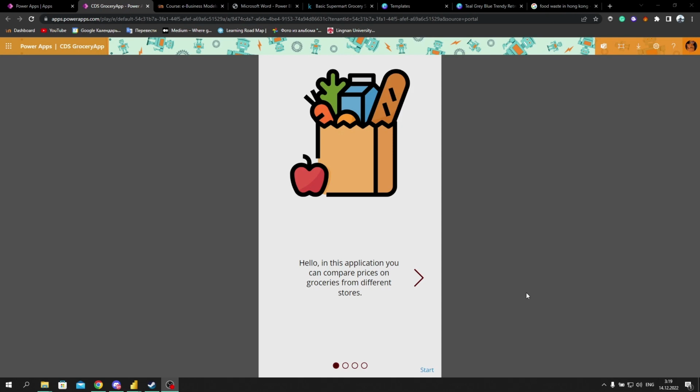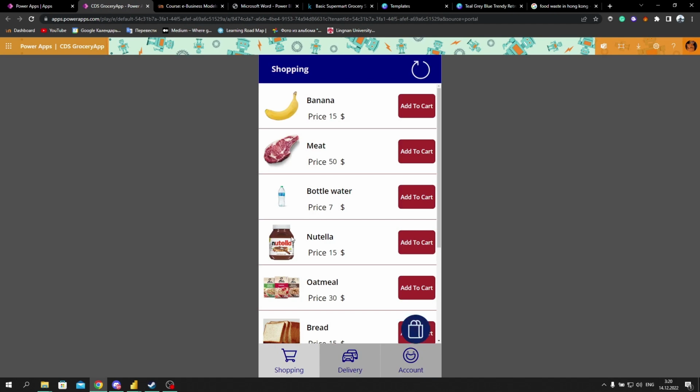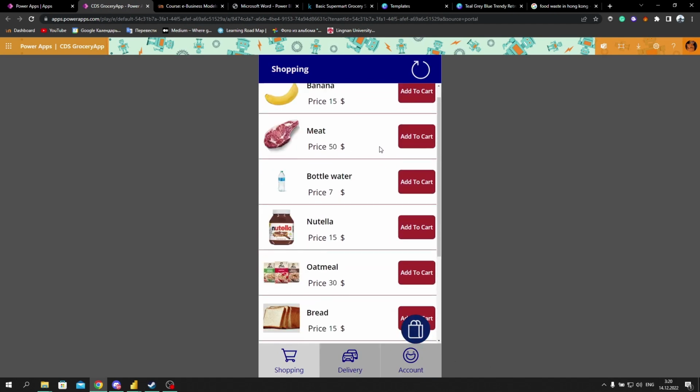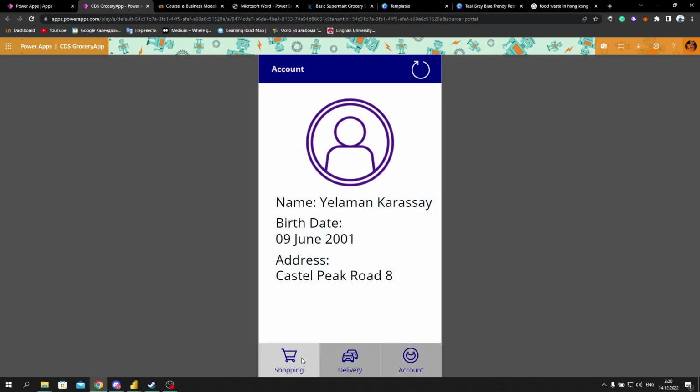So at the beginning, they will start with a small tutorial that explains how the application works in general, to address food waste in the whole world. After that, they can press start. They will face different items in the shopping section. Here a navigation tab was created for easy navigation for people.